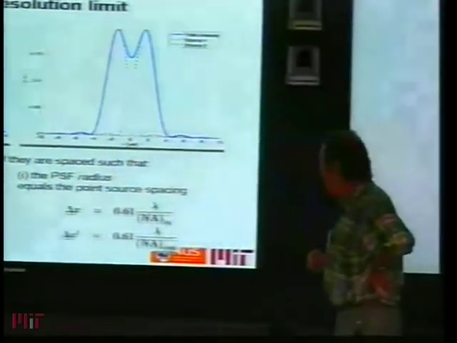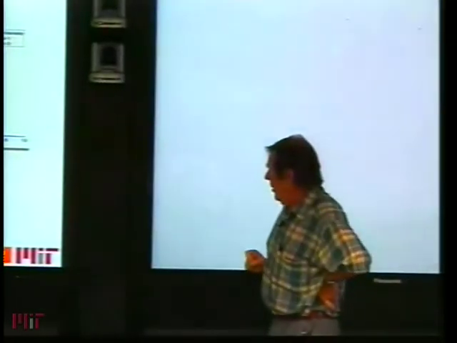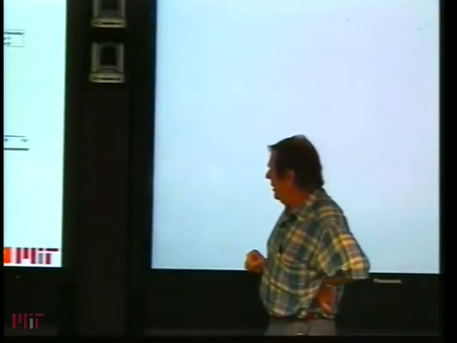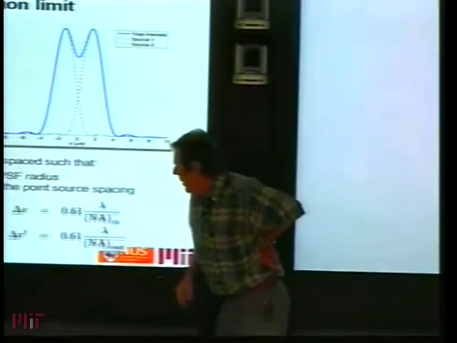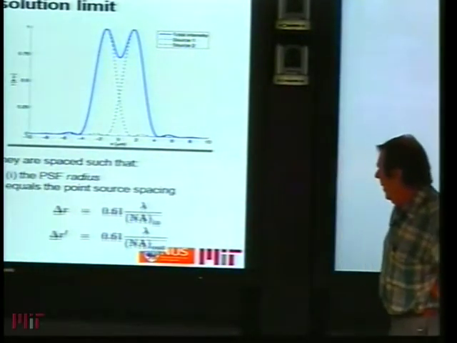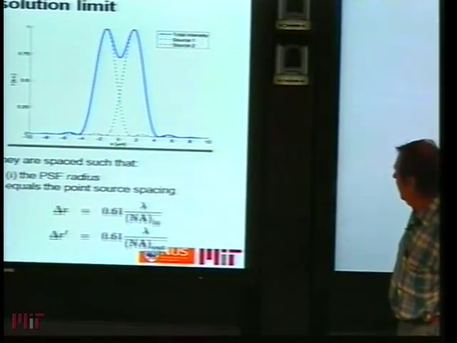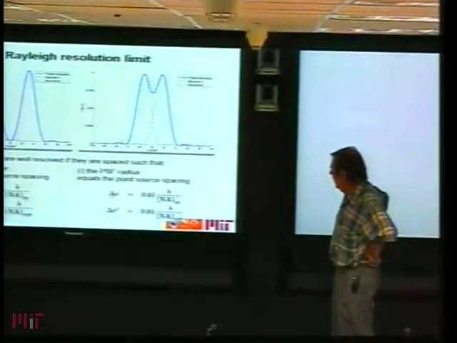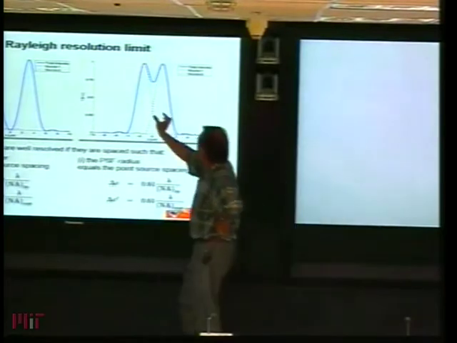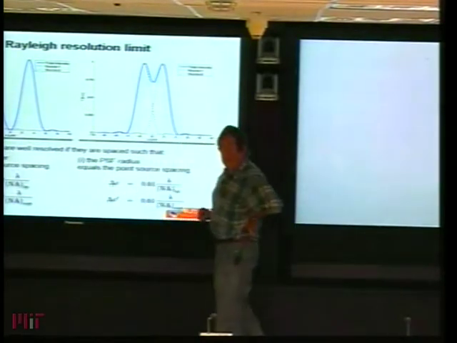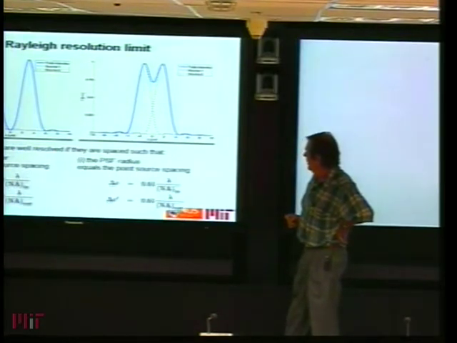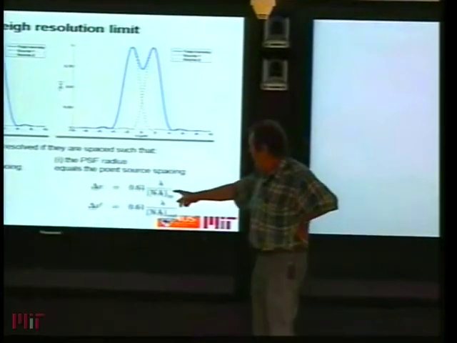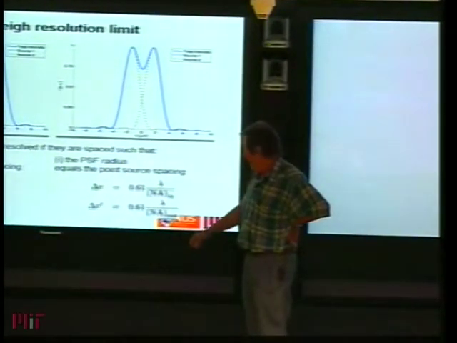Okay, and if this condition is satisfied, then in this case the delta R, where does he define that? I guess it's this distance here, isn't it? It's the separation of the peaks. Yeah, okay. It's the separation of the peaks. It's 0.61 lambda over NA.